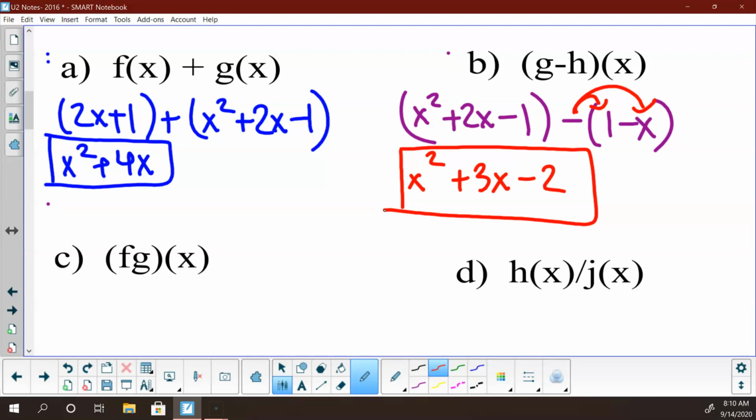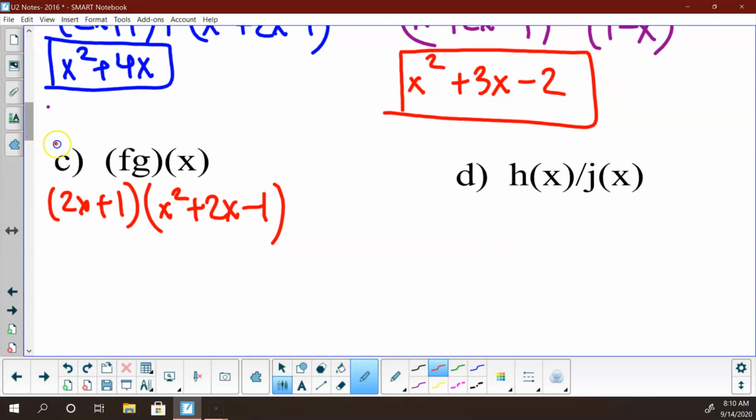All right, so for C, I'm multiplying. Now I've got 2x plus 1 times the quantity x squared plus 2x minus 1. How many of you, when you see that, are a little overwhelmed by the thought of having to do 6 multiplications? Yeah? All right, so here's a way of doing it so it's not quite as terrifying.